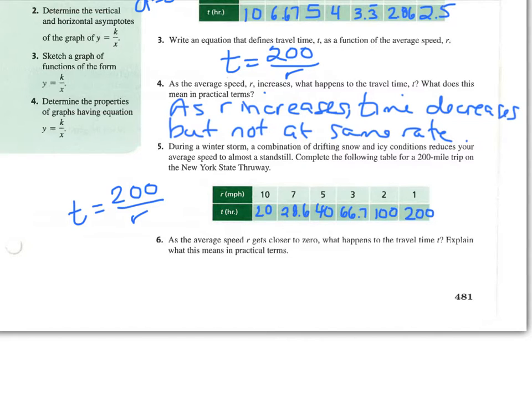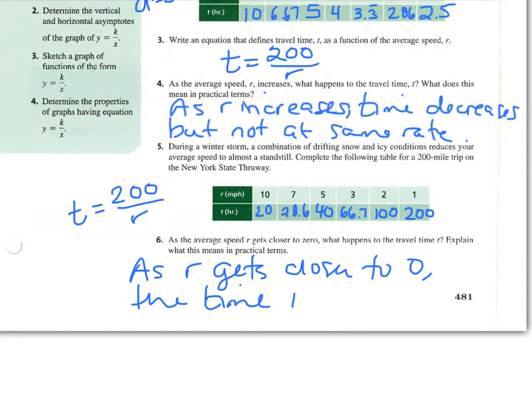As the average speed gets closer to 0, what happens to the travel time? Once this is getting smaller and smaller, if you look at my time, it is increasing without any boundaries. It keeps going higher and higher. So as the rate gets closer to 0, and you'll see what happens on the graph for this, the time increases without any boundaries. It's just going to keep going up. As I keep going closer and closer to 0 for my r, my time's just going to keep going up without any boundaries. It's really going off to infinity.